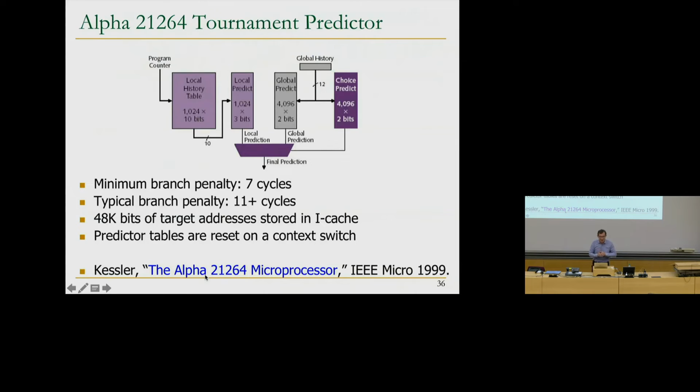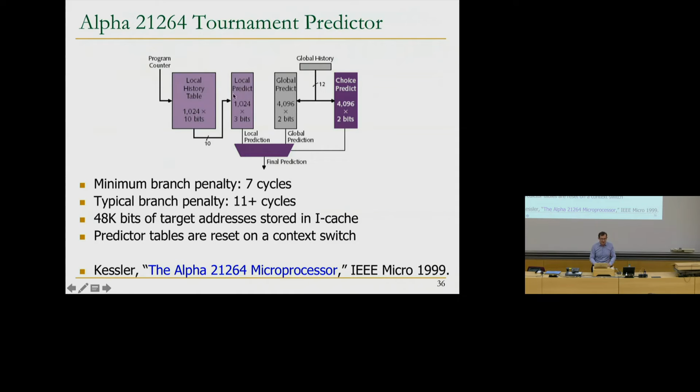I'm going to give you another example. This was designed in Alpha 21264, which was the fastest machine of its time. It doesn't exist anymore for various reasons, but not because of technical reasons, I should say. Basically, these folks who designed this machine also figured out that the minimum branch penalty is 7 cycles. 7 is not that long by today's standards. And they typically saw that the branch penalty is more than 11 cycles. And they basically designed this sort of predictor.